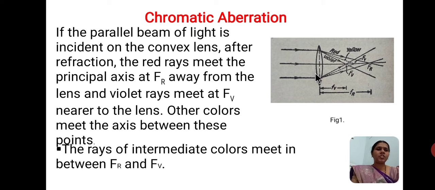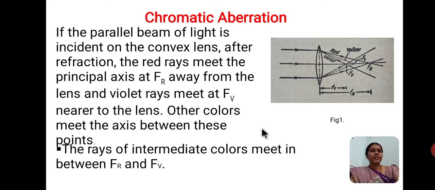Before starting chromatic aberration, I want to make it clear that the difference between spherical and chromatic aberration is that in spherical aberration, we make use of monochromatic light, that is, a single wavelength, whereas in chromatic aberration, we make use of white light. As we know, white light consists of the 7 colors.